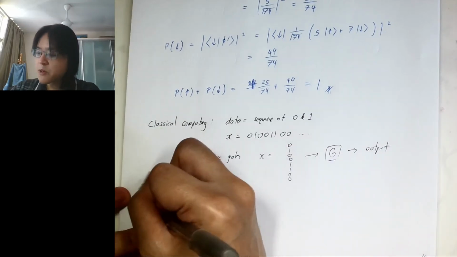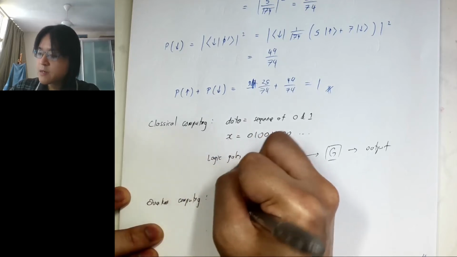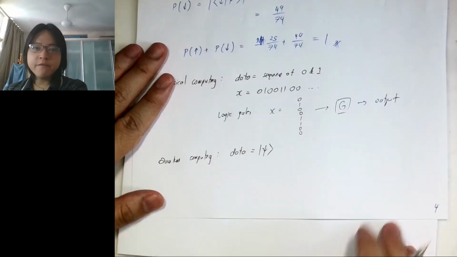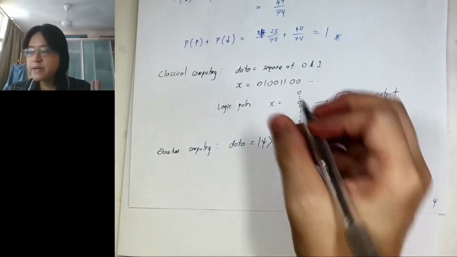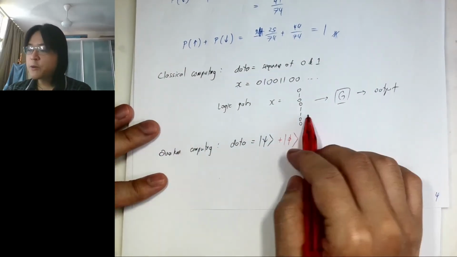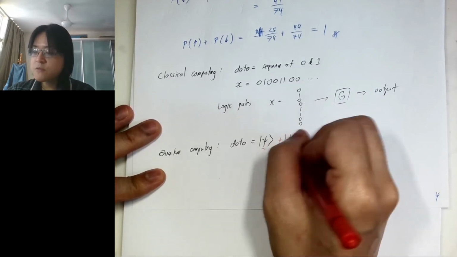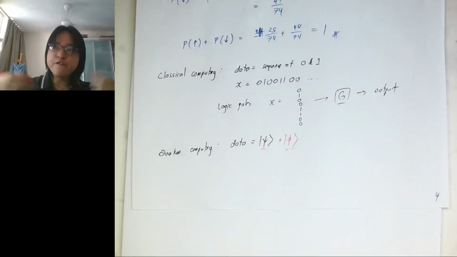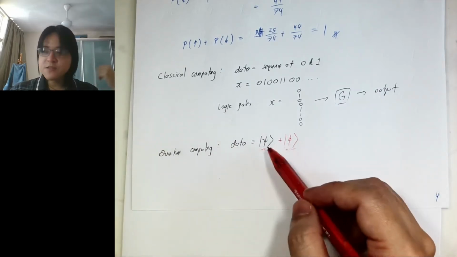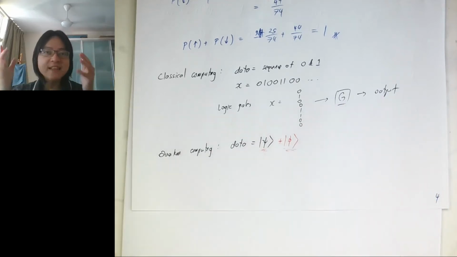But for quantum computing, your data is represented by a quantum state. So why is quantum computing very interesting now? Because quantum states can be in superposition. When you pass something through a logic gate, not only do you act on one state, but you act on these two superposed states at the same time. So it feels like your computational power is doubled, because you can do computations on a superposition of states at the same time, right?